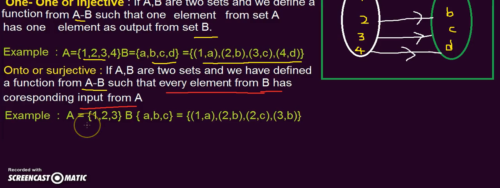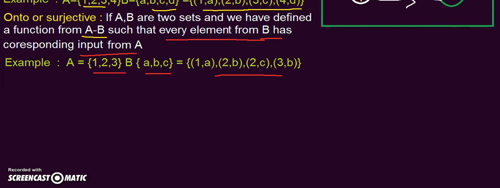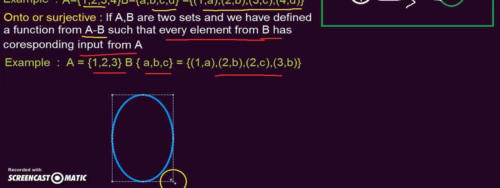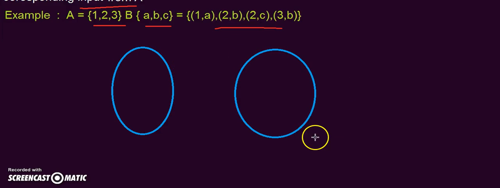Now we'll take an example. This is the set A and this is the set B, and this is the function we have defined. Now we will represent this with the help of a Venn diagram. So this is my Venn diagram for set A and this is for set B.